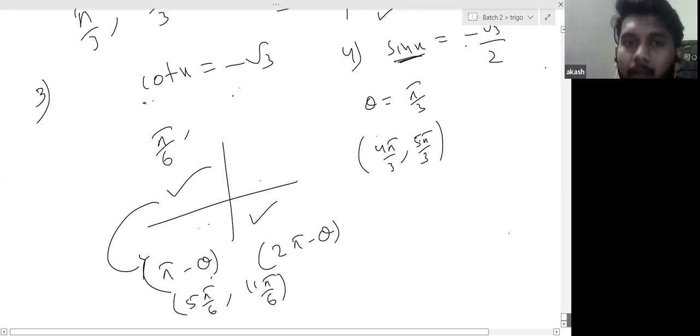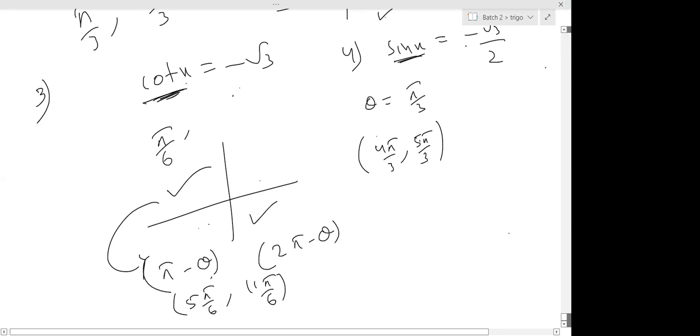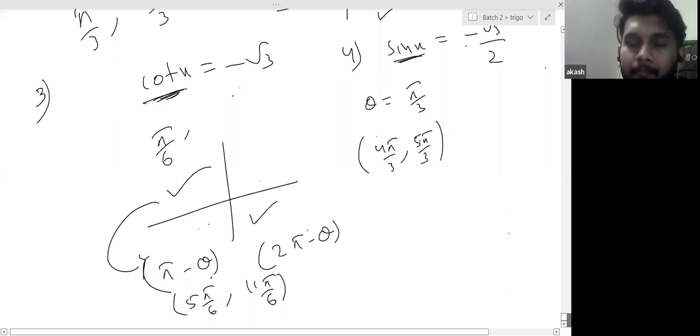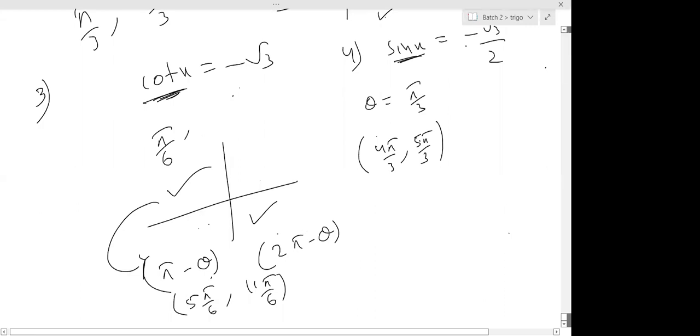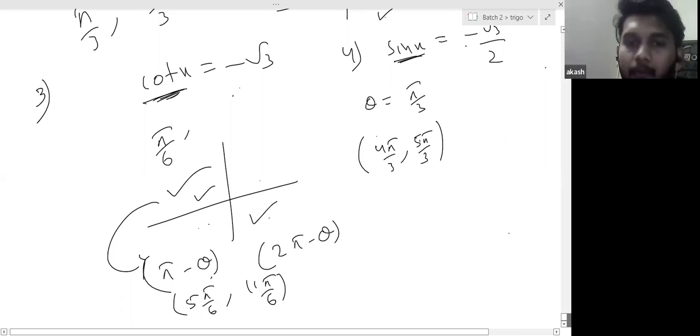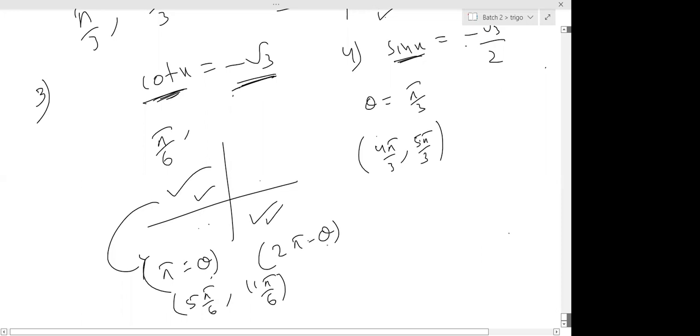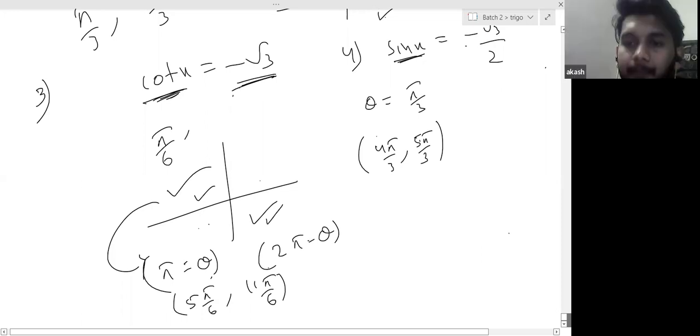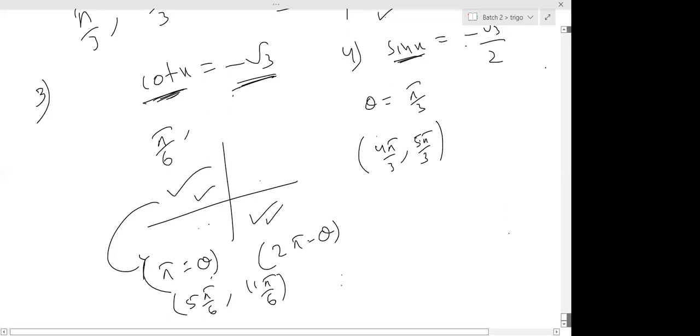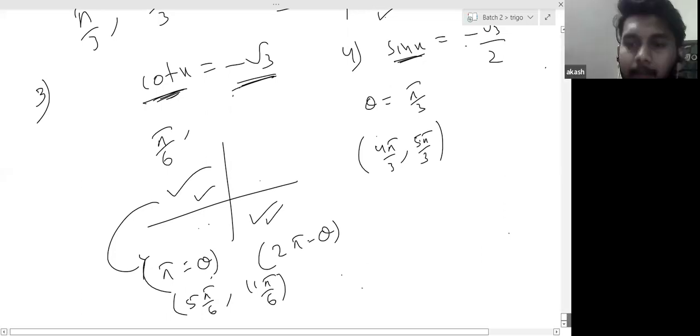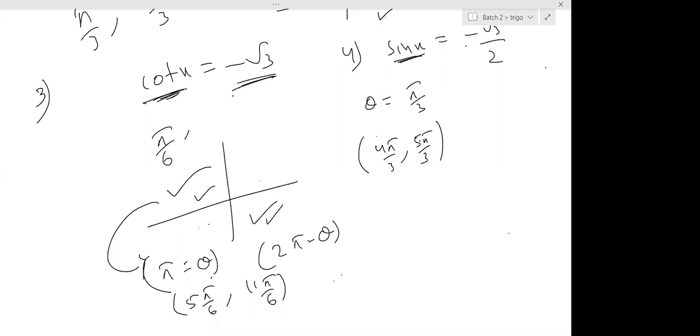Third question. When is cot negative, Rahman? Sir, in second and fourth quadrant. All right. So in the second and fourth quadrant, cot x is negative. So pi minus theta and 2 pi minus theta. All right. Yes, sir. Okay. Shafullah. Yes, sir, done. All right.